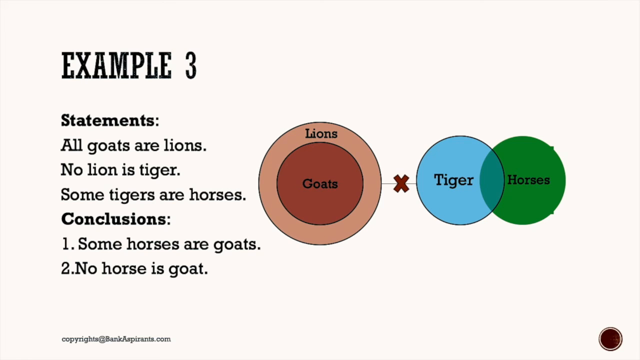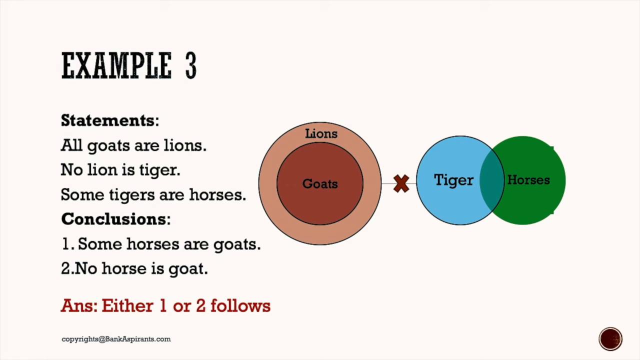Okay. So in such conditions, we have to see whether the variables in both the conclusions are the same. See, in this one it is given some horses are goats, and no horse is goat. Both the number 1 and number 2 conclusions contain the same variables, but only some and no is different. So if you are given such type of conclusions, then you have to answer it as either 1 or 2 follows.